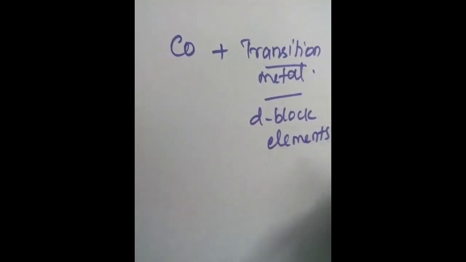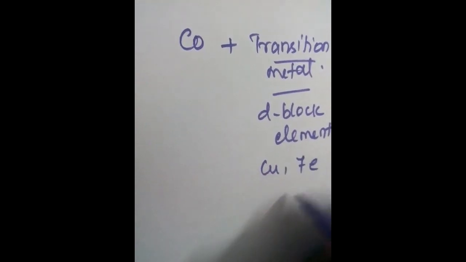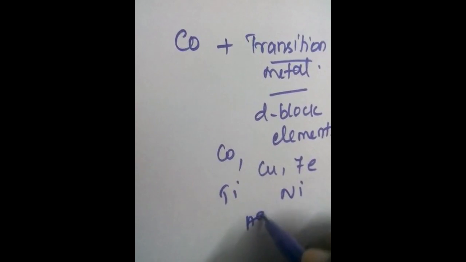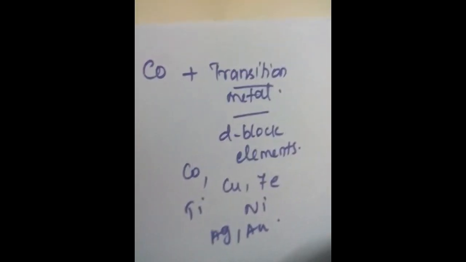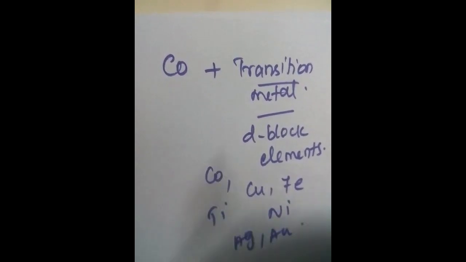What are the elements under d-block? Like copper, iron, nickel, cobalt, titanium, silver, gold, etc. So there are 40 elements in the transition metals.